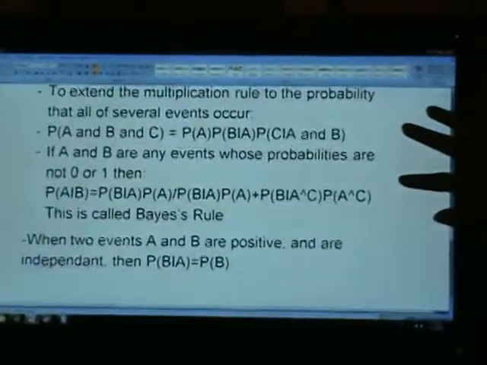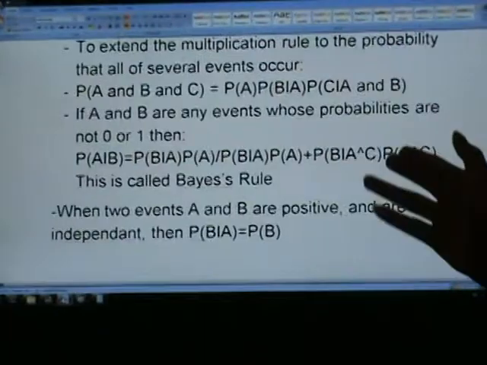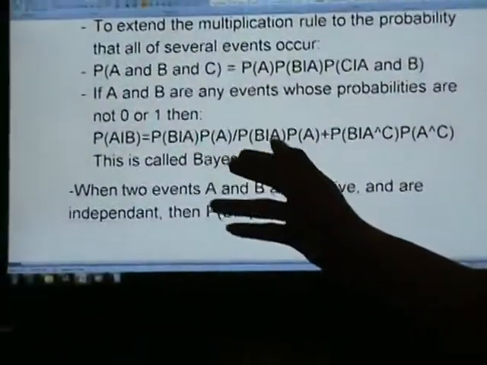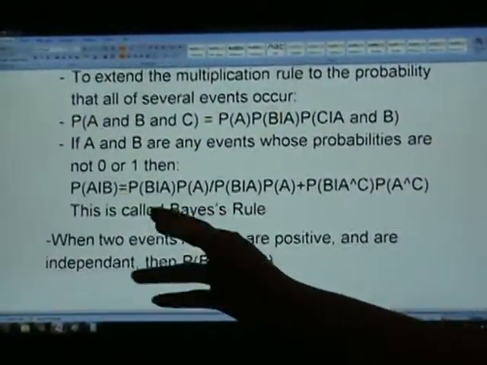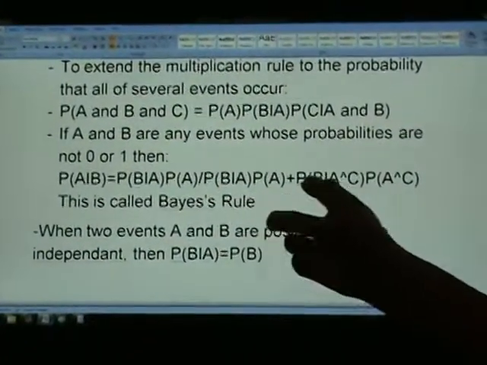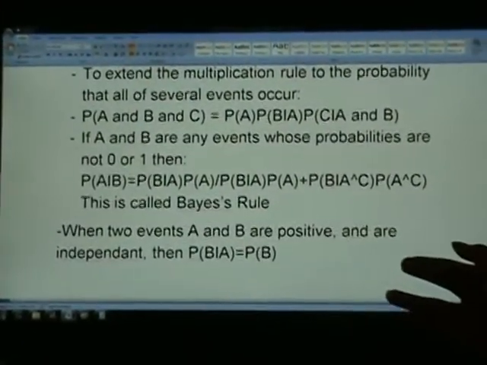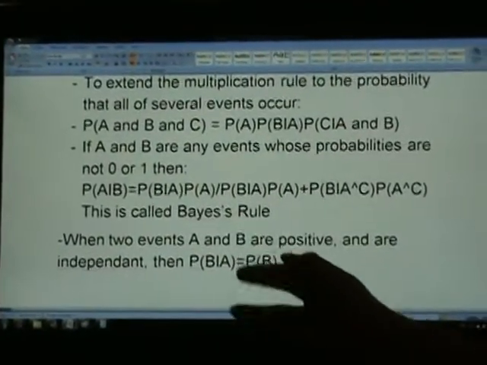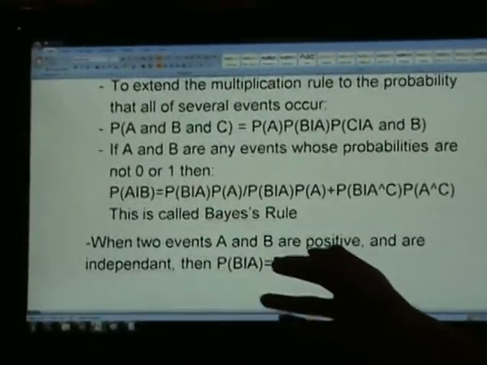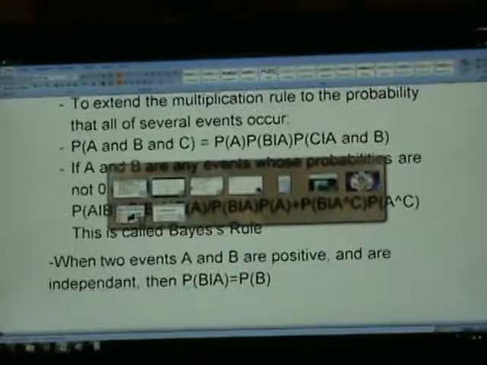Okay, so now we move on to another rule in our probability. If A and B are any events whose probabilities are not 0 or 1, then the probability of A given B will equal this. This is called Bayes' rule. And when 2 events A and B are positive and are independent, then the probability of B given A will equal the probability of B.